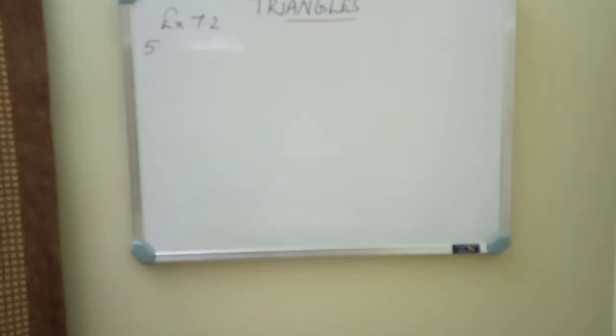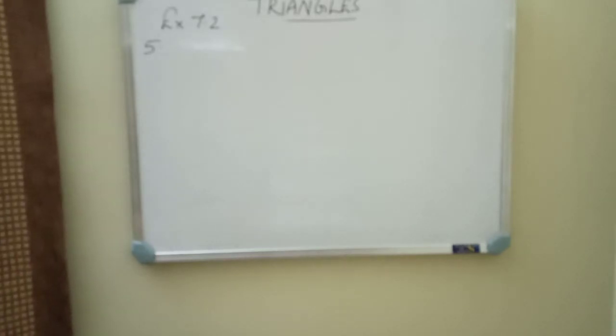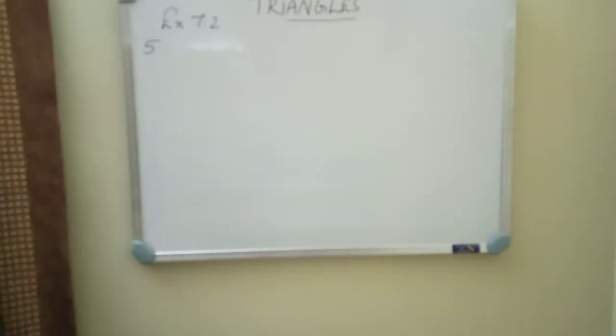See question number 5. Question number 4 is homework. ABC and DBC are two isosceles triangles on the same base BC. They are given in the diagram. See figure 7.33. Show that angle ABD equal to angle ACD. So first let us draw the diagram.